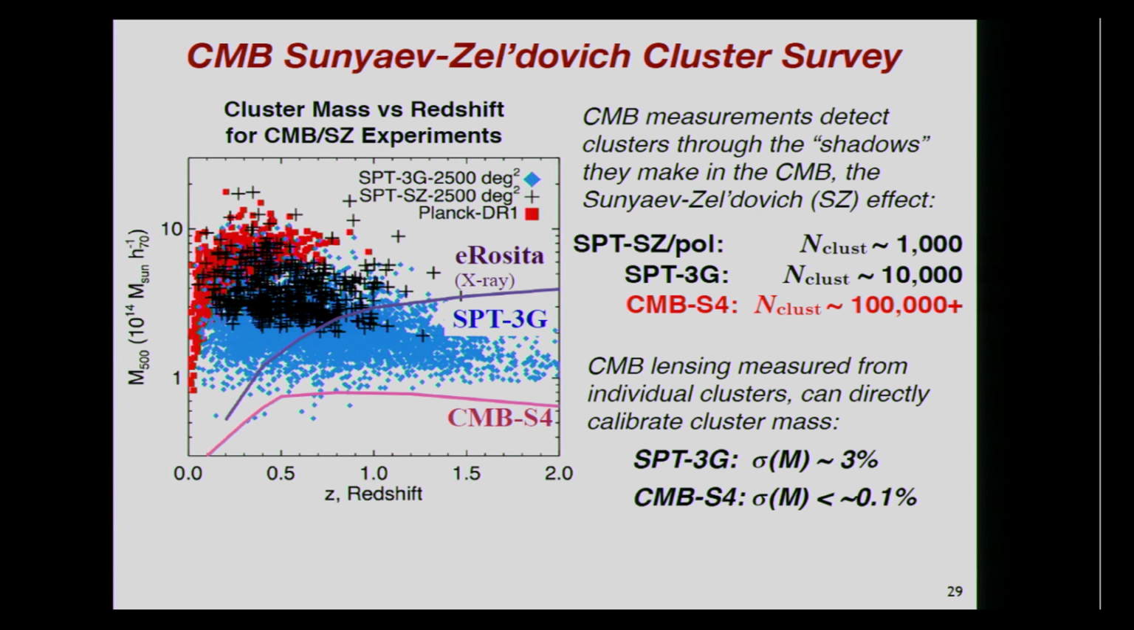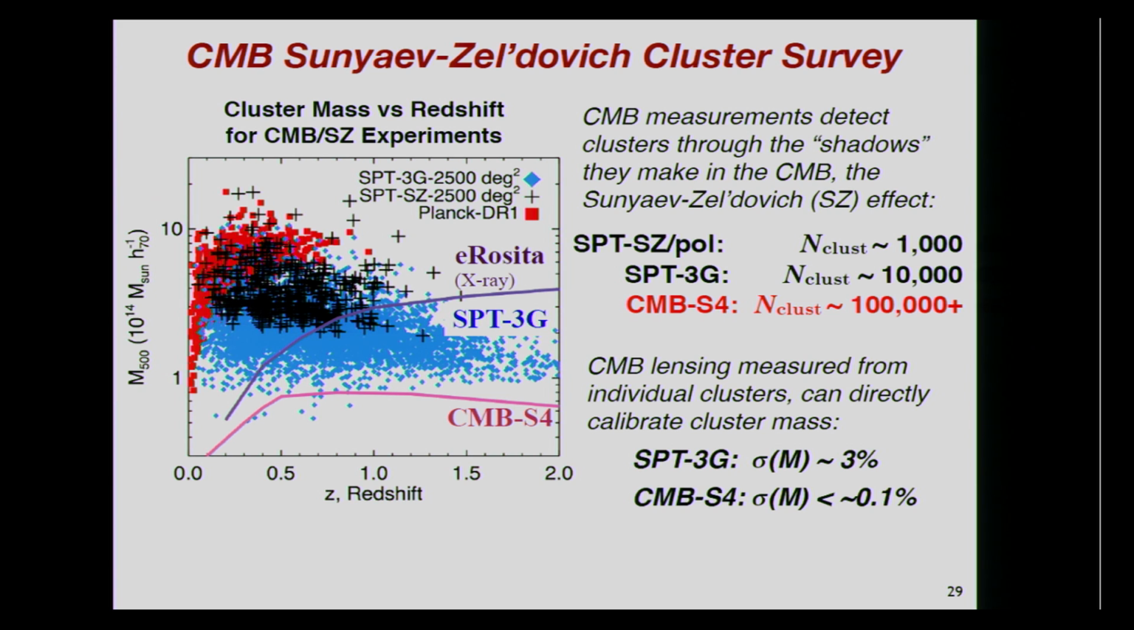And I'll just say as well, we heard a lot about clusters this morning. So this CMB-S4 experiment will also be a really impressive cluster survey. This is now showing cluster mass versus redshift for comparing different SZ CMB measurements. Planck is in red. Black is SPT-SZ. Blue is the expected prediction for SPT-3G. And then CMB-S4 should be below this 1e14 level. So you should be at a depth where you will find 100,000 plus clusters extending out to very high redshifts from the shadow they make in the CMB.